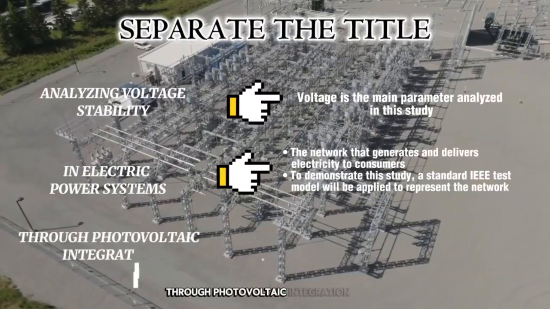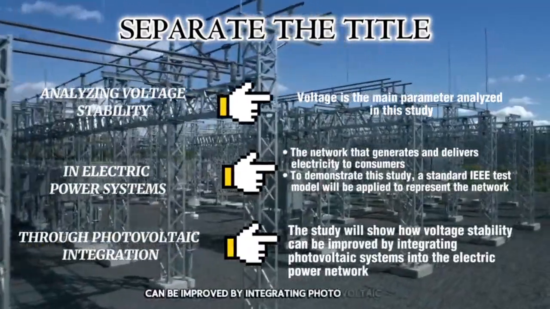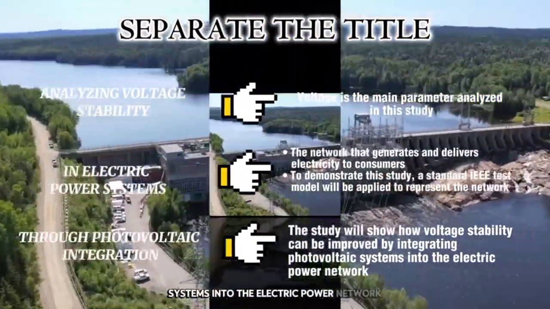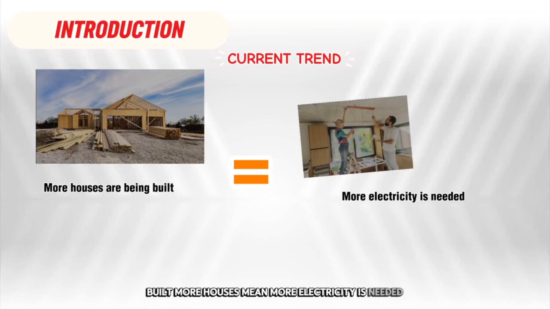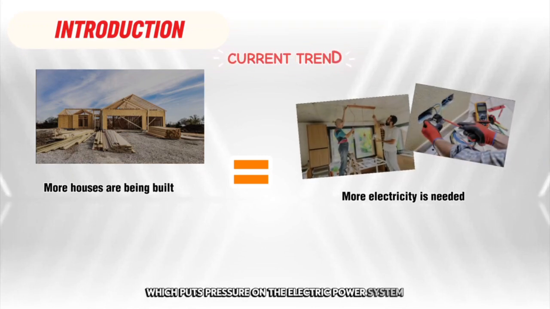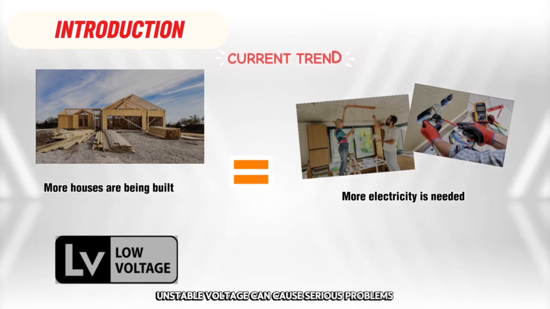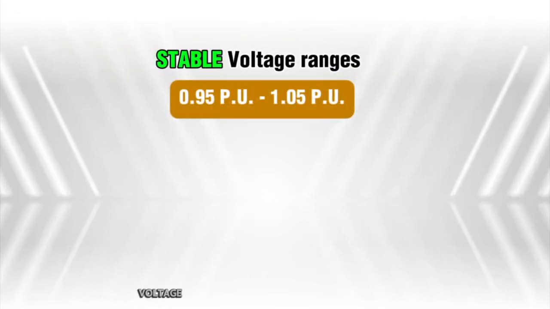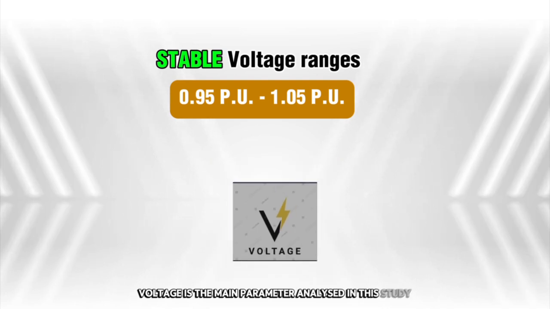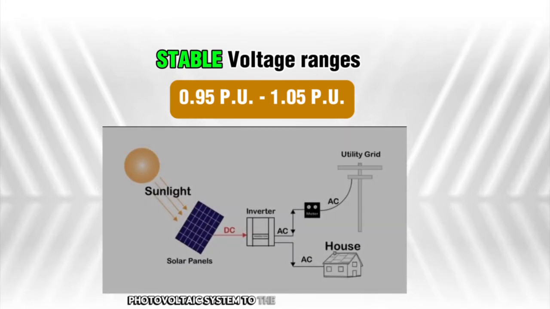Through photovoltaic integration means the study will show how voltage stability can be improved by integrating photovoltaic systems into the electric power network. New houses are being built. More houses mean more electricity is needed, which puts pressure on the electric power system and can make voltage unstable. Unstable voltage can cause serious problems such as blackouts. Because of this, voltage must be kept stable, which is why voltage is the main parameter analysed in this study. As a solution, this research explores how connecting photovoltaic systems to the electric power network can help maintain stable voltage.